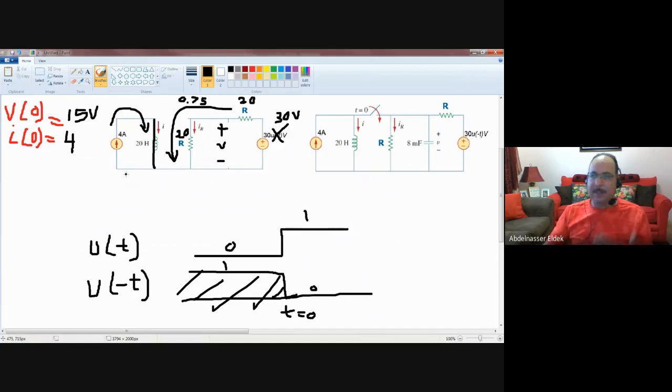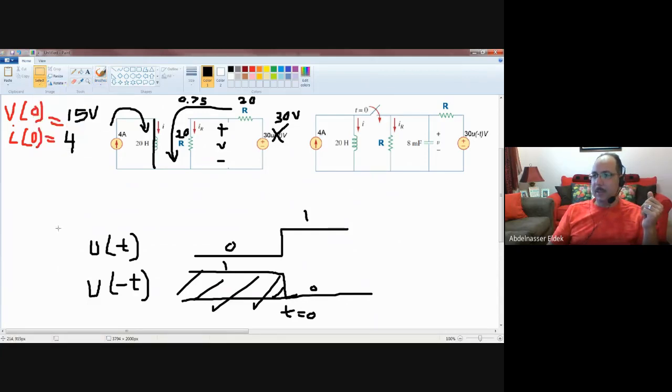Which makes sense because 30 volt is divided between two equal resistors. It doesn't matter what is the value of R. So 30 will be divided equally, so it will be 15 here and 15 here. So this is the initial value.